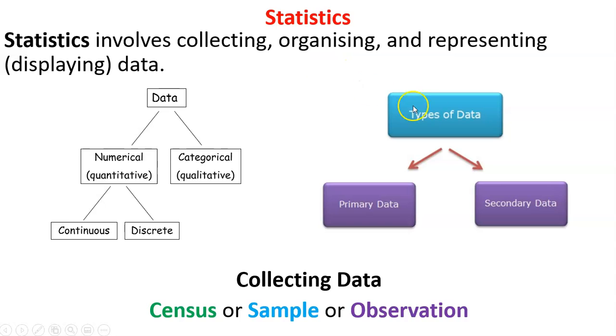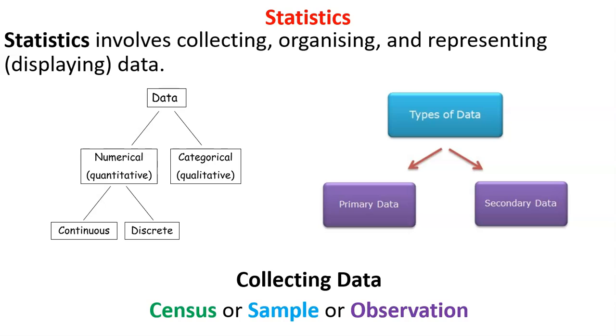We then looked at different ways of collecting data. We can have primary data. Primary data means that it's data that I've collected or you've collected yourself. Secondary data means it's data that somebody else has collected and we can look at it or use it. Okay, so it's the difference between primary data and secondary data.